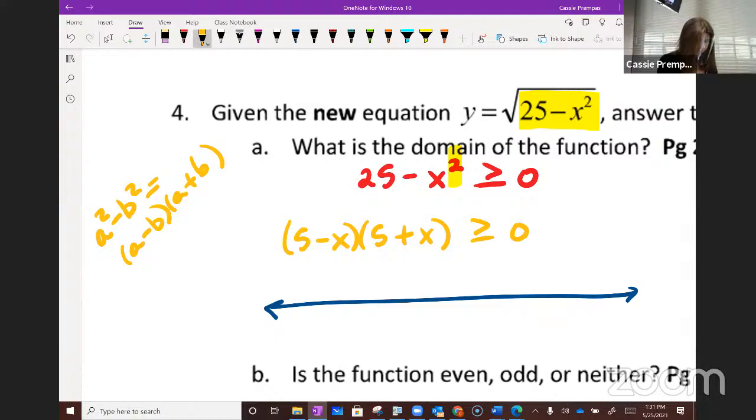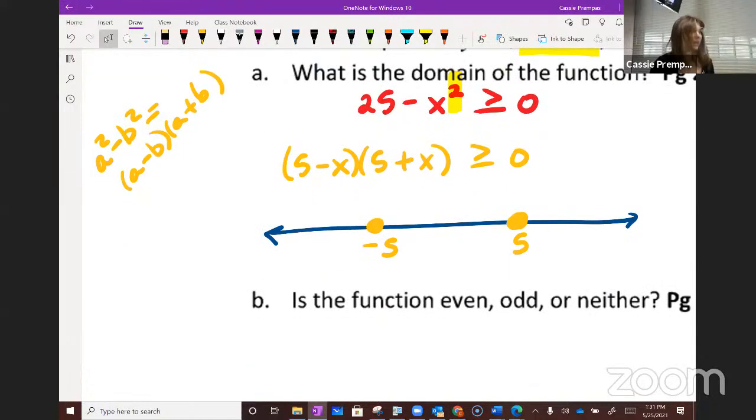5 and negative 5, because if I'm looking at what would make this parentheses equal 0, 5 minus 5 would give me 0. So 5 is a 0 value. It's going to help me gauge the answers on this number line. And negative 5 would make that parentheses equal 0.